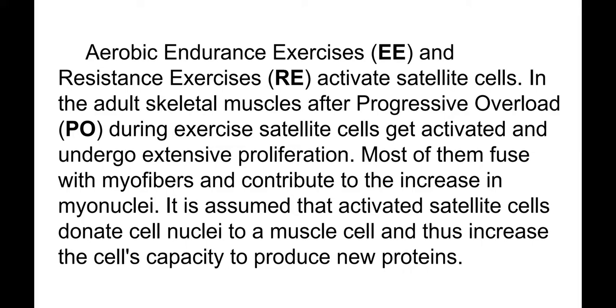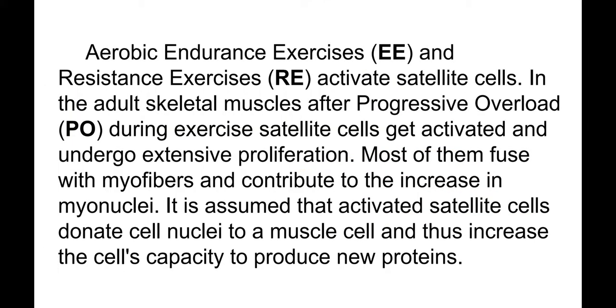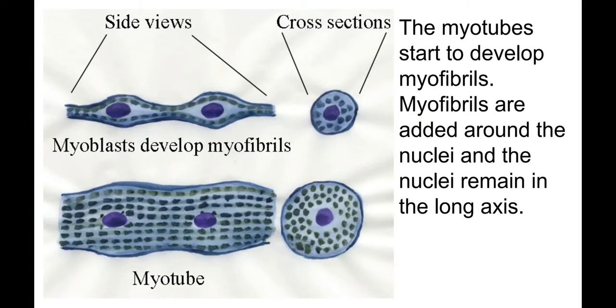Okay, we know that there are aerobic endurance exercises and resistance exercises, two types of exercises. And what is interesting, both of these types of exercises can activate so-called satellite cells. Satellite cells are special cells which work almost the same as these myoblasts. When they are activated, they can produce new fibers and new muscle cells.